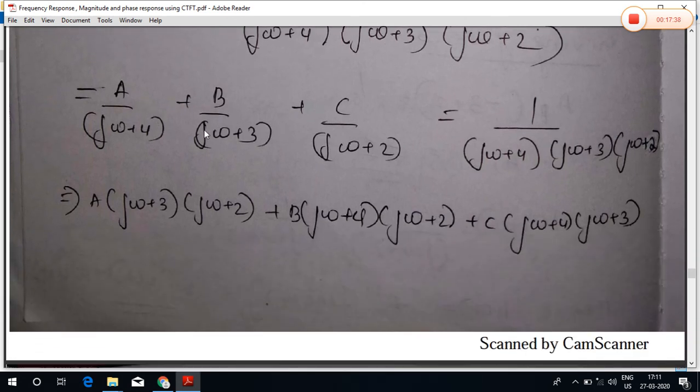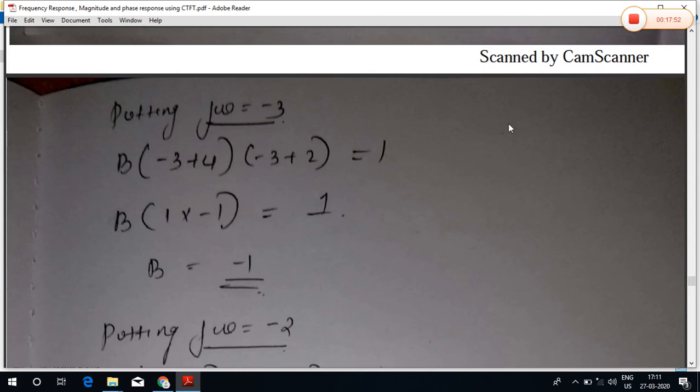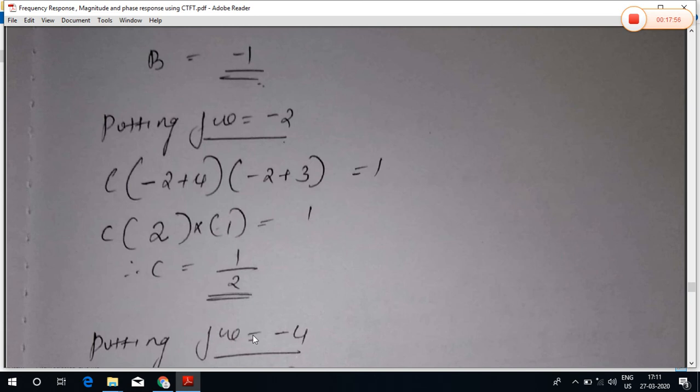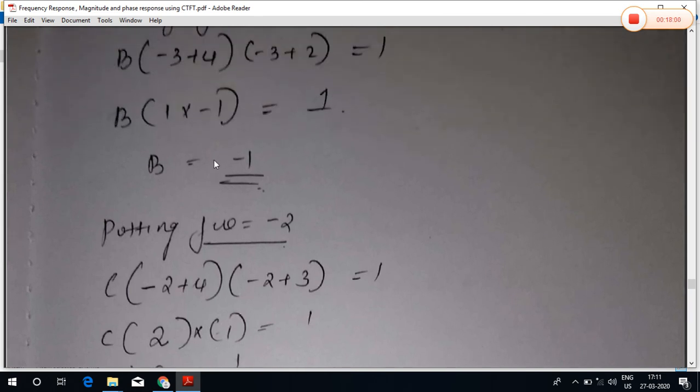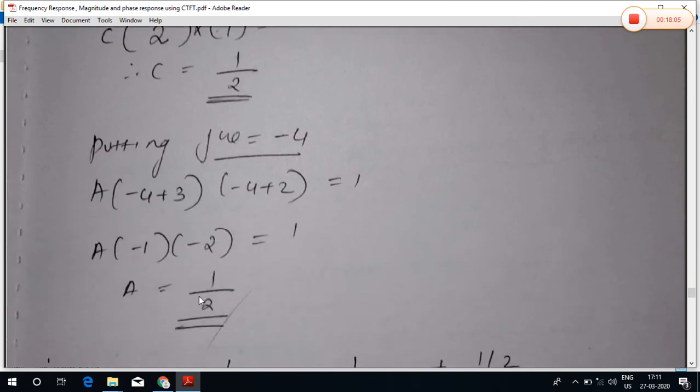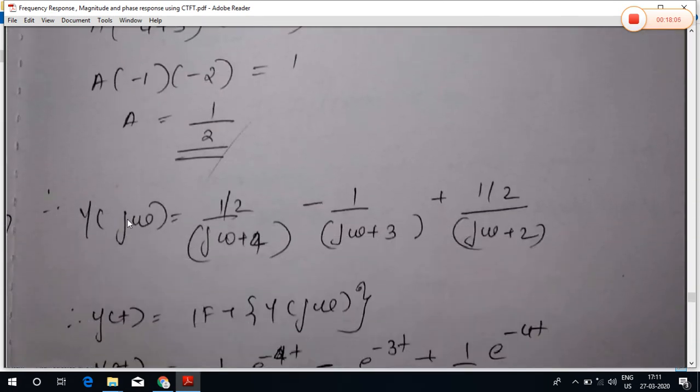That is A into (jω plus 3)(jω plus 2) plus B into (jω plus 4)(jω plus 2) plus C into (jω plus 3)(jω plus 4) is equal to 1, you have to solve. Okay, for A, B and C, putting jω equal to minus 3, jω equal to minus 2 and jω equal to minus 4. We solve it as B equal to minus 1, C equal to half and A equal to half, which will be substituted in the equation of Y(jω). We get it of this form: half by (jω plus 4) minus 1 by (jω plus 3) plus half by (jω plus 2).